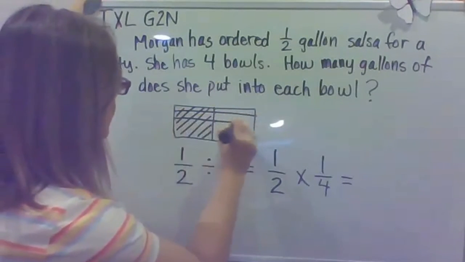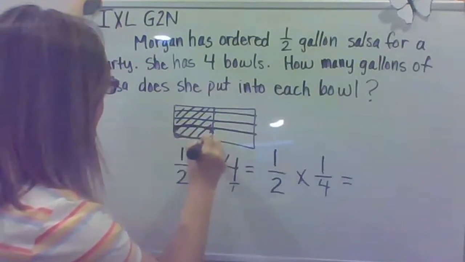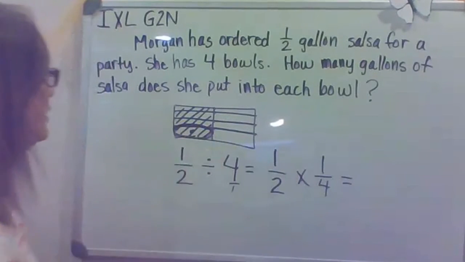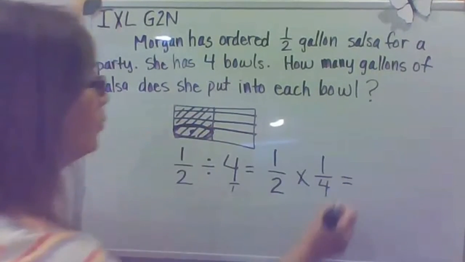1, 2, 3. And then I can see that this is my answer right here, that one piece. So they are going to get 1 out of 1, 2, 3, 4, 5, 6, 7, 8. They're going to get 1/8.